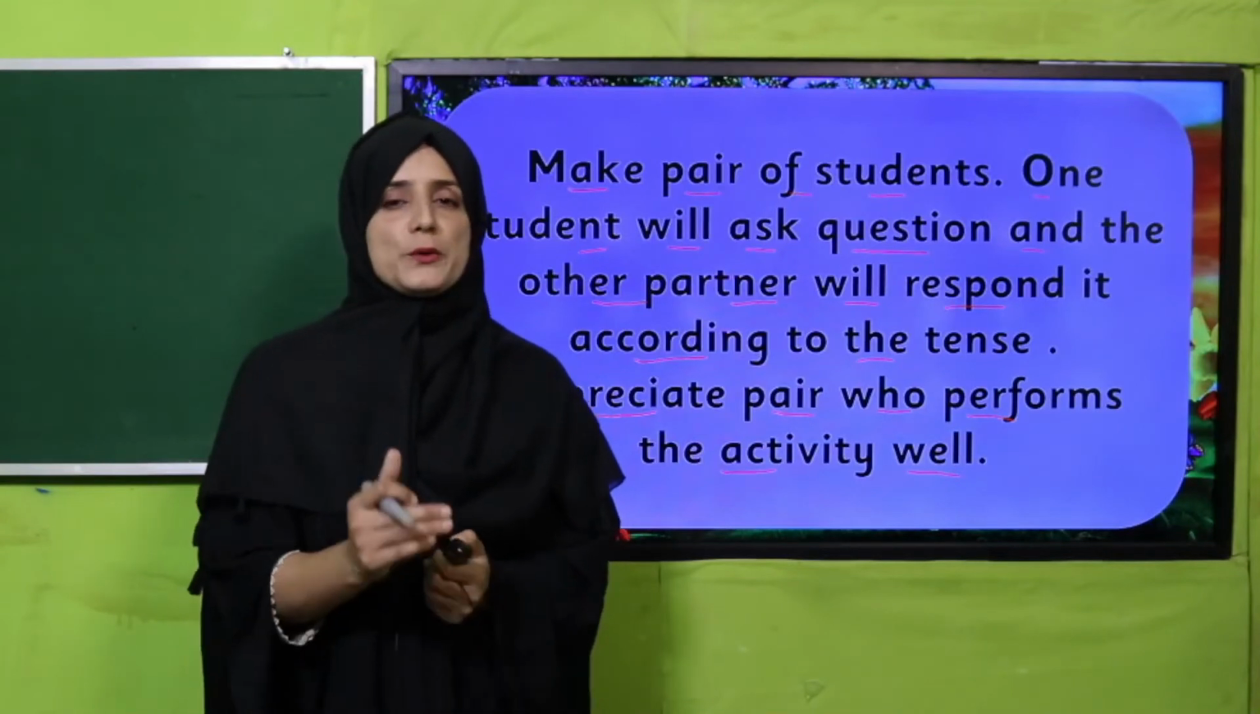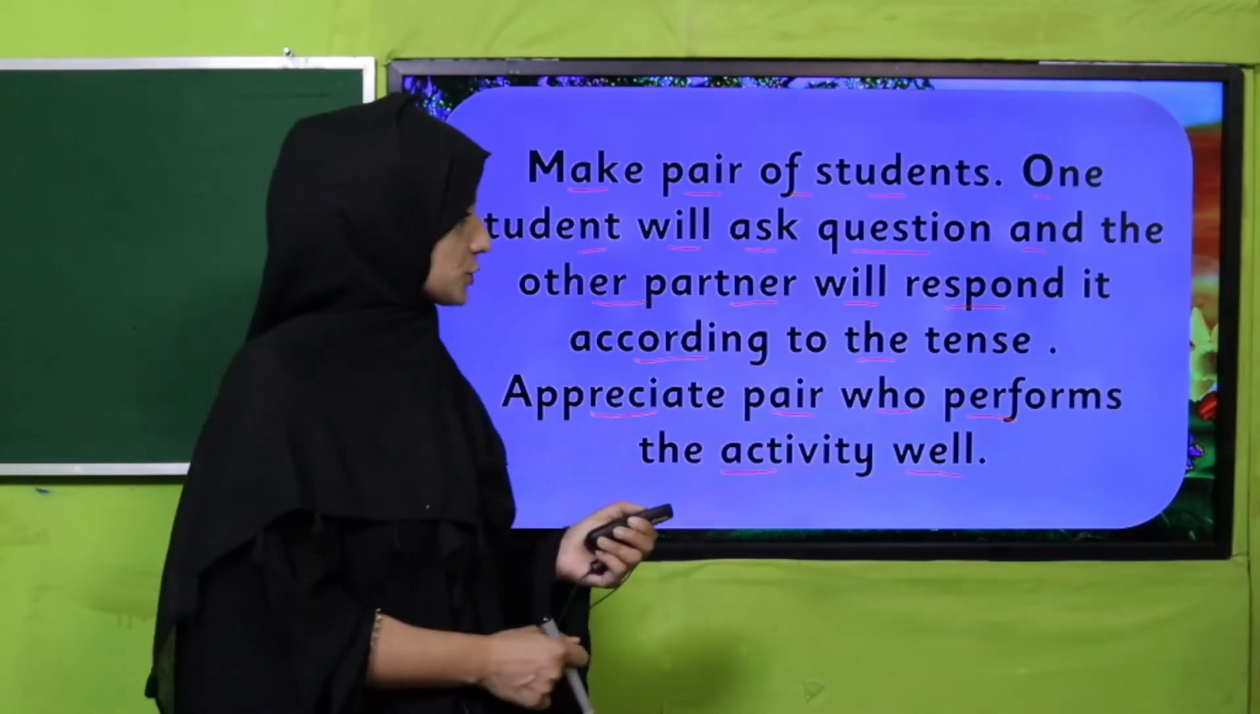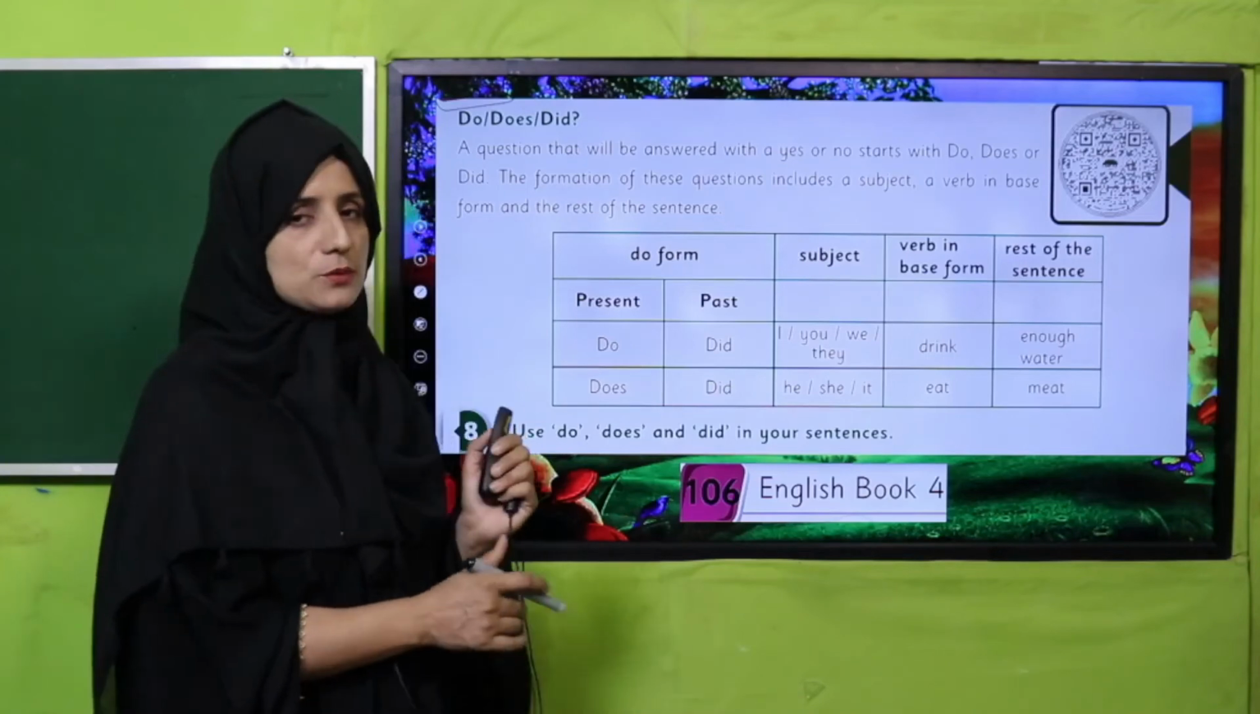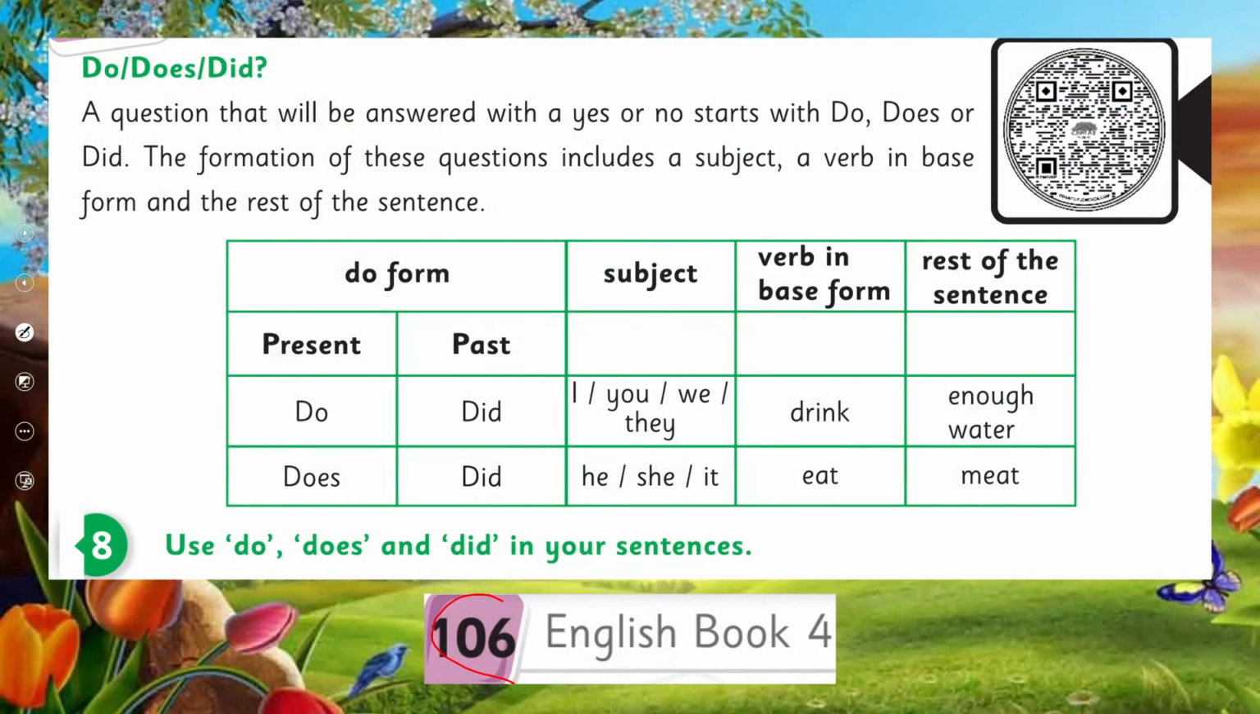Welcome back, and I hope you have enjoyed it. Good job, my dear students. Now it's time for an individual activity on page number 106. There is detail also on do, does and did. Okay, you can read that. A question that will be answered with a yes or no starts with do, does or did. The formation of these questions includes a subject, a verb in base form and the rest of the sentence. You can see there also, present and past: do and does we use in present, and did we use in past.